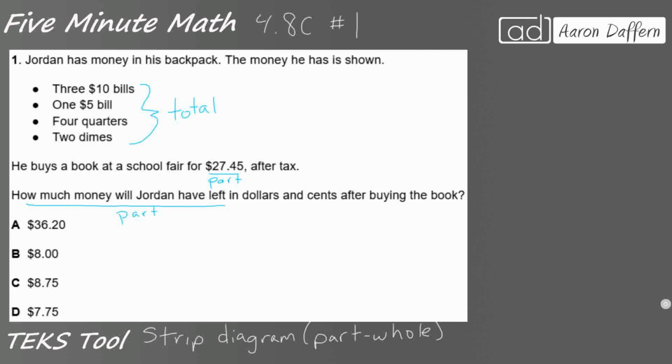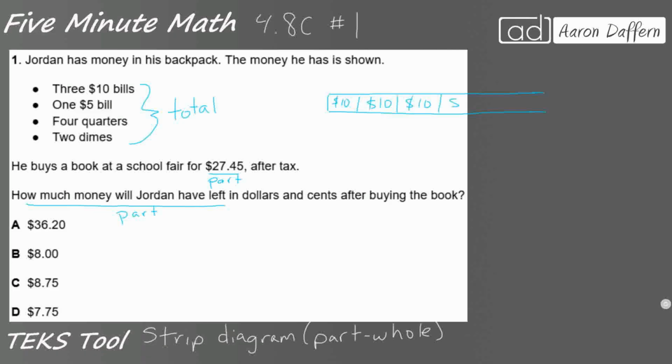So in fourth grade, a lot of the times, the total that you're looking for is not given to you as an amount. You have to do some work to figure that out. So let's draw a strip diagram, and we are going to draw a whole bunch of parts here. I'm just going to leave it open until I know exactly how many parts I need. So I get three $10 bills. So I'm going to do a $10 bill, $10 bill, $10 bill.